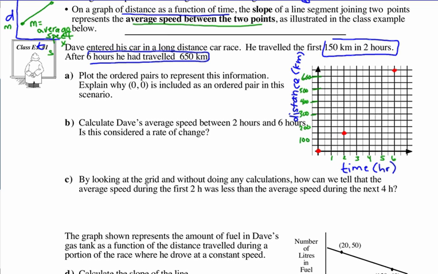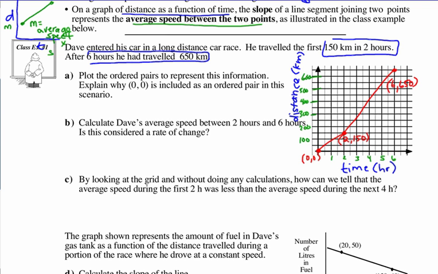Okay, and we're just gonna connect those. So I'll just draw it the best I can, 1 and 2, just like that. I'm gonna label our points. So we have 0, 0. We have 2 and 150, as well as 6 and 650.